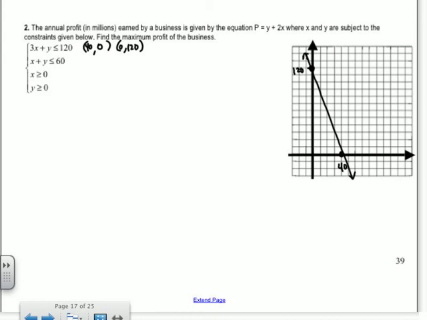Sometimes if you draw your lines really straight, you can kind of skip that substitution elimination step too. All right, the next one is really easy to see what the x-intercepts and y-intercepts are. 60, 0, 0, 60, right?